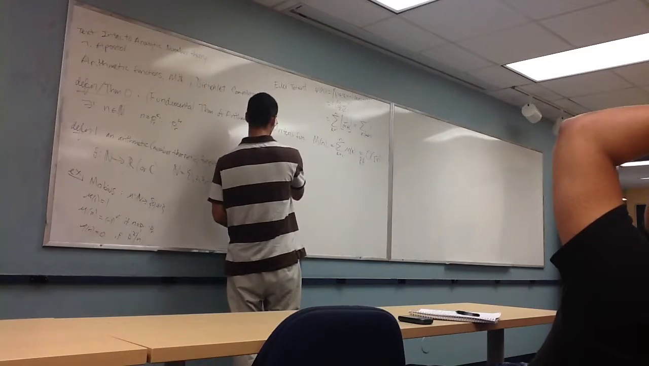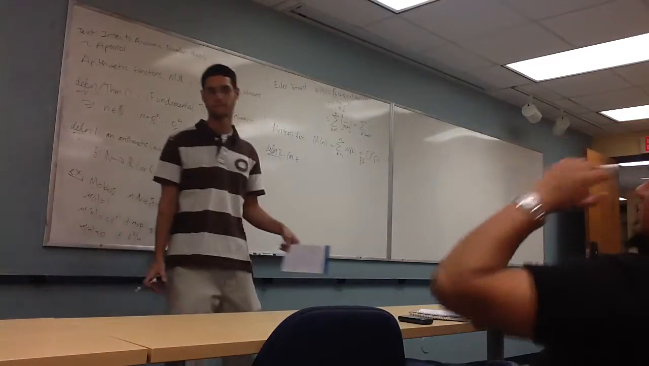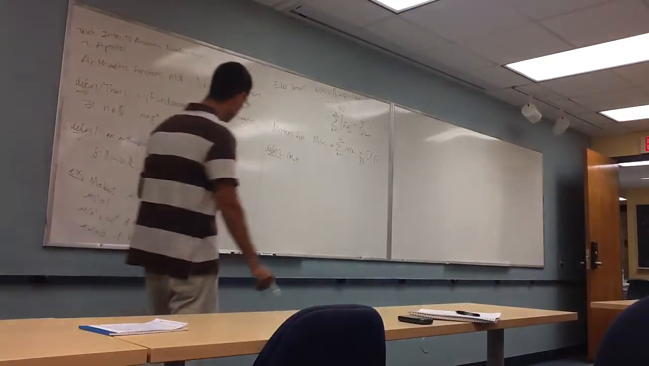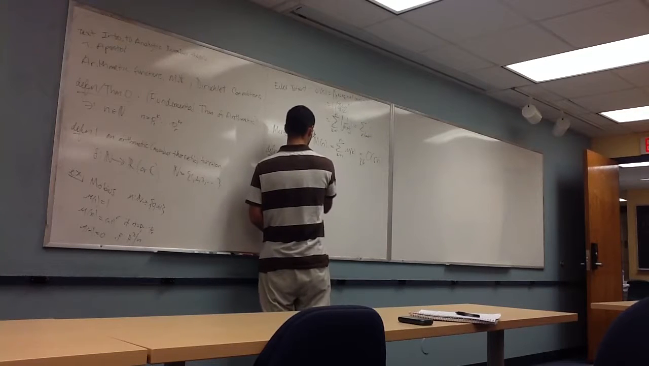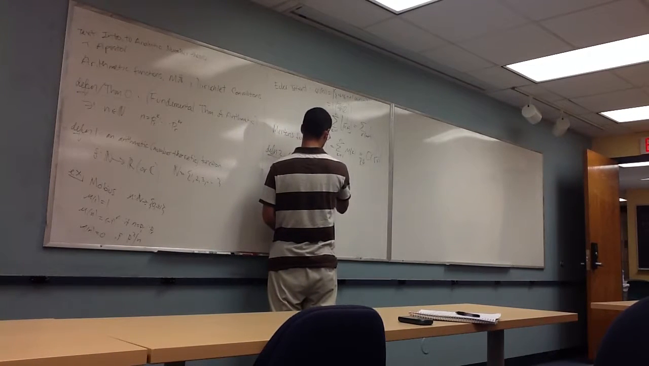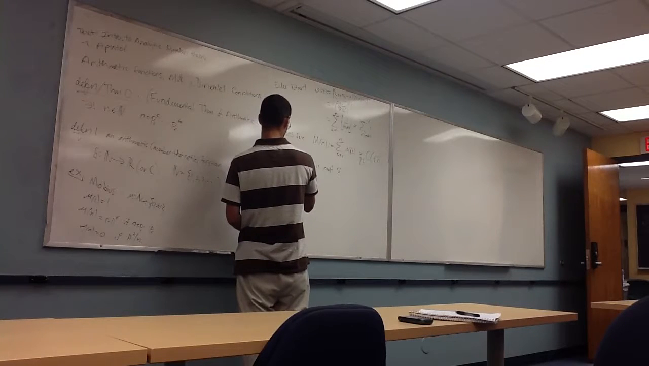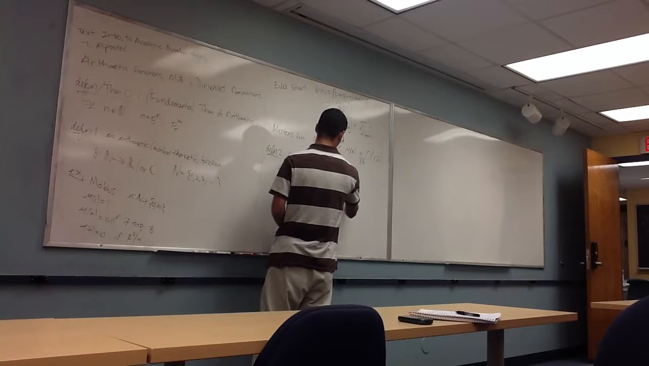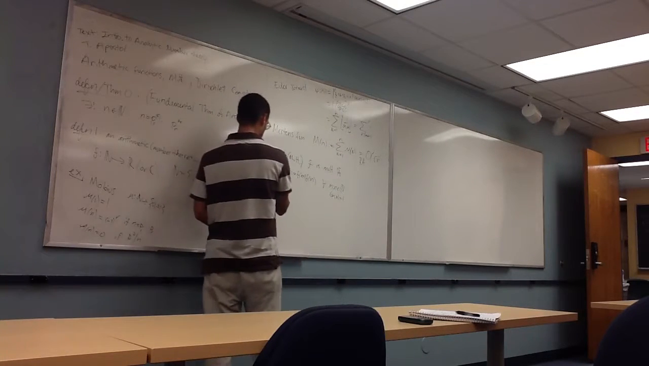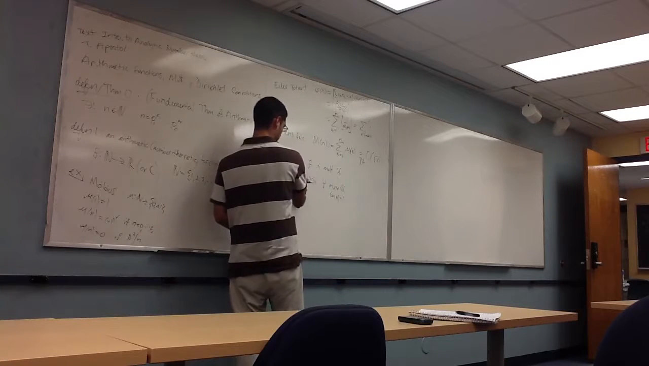So definition 2, multiplicative functions. An arithmetic function f is called multiplicative if f of mn equals f of m times f of n for all m, n relatively prime, such that gcd of m, n equals 1. And it is called completely multiplicative if this holds for all m, n.